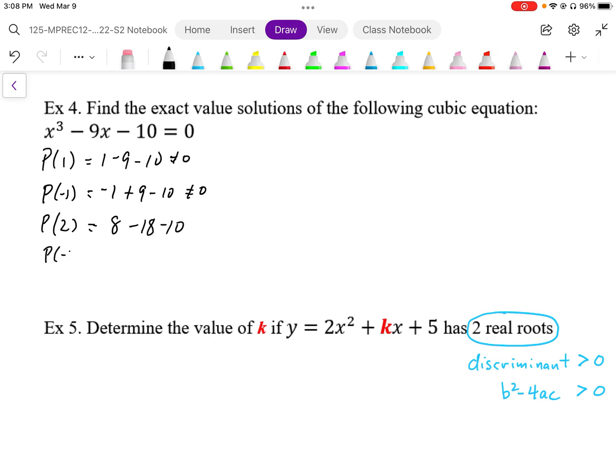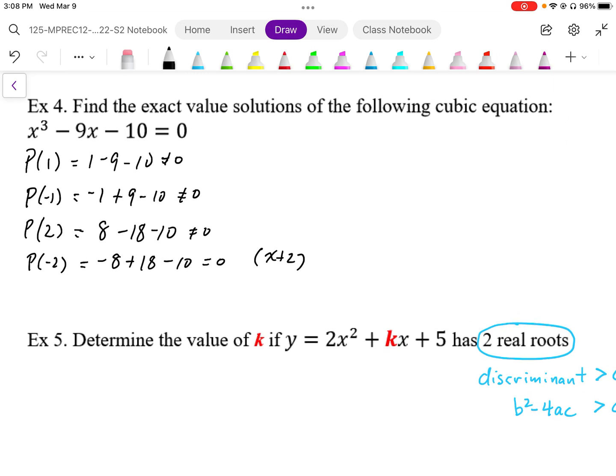And it looks like negative 2 is going to work here. So I'm going to end up with negative 8 plus 18 minus 10, and that's going to be equal to 0. Okay, so I know that my factor is going to be x plus 2. Okay, so I have that so far.